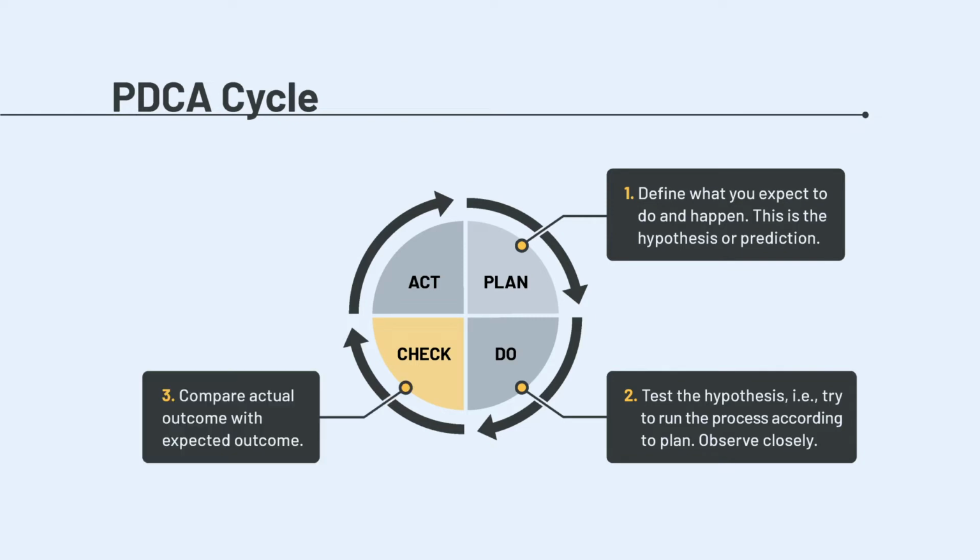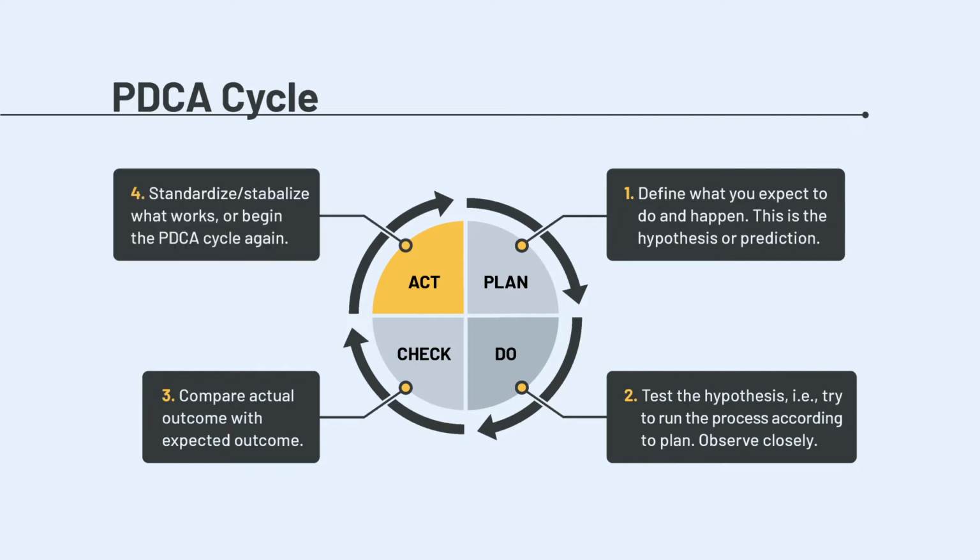You compare the actual outcome with the expected outcome. The act step closes the cycle, integrating the learning generated by the entire process, which can be used to adjust the goal, change methods, or reformulate the plan altogether. We also often refer to this as the adjust stage, as that's most often what's required. You standardize or stabilize what works, or begin the PDCA cycle again.